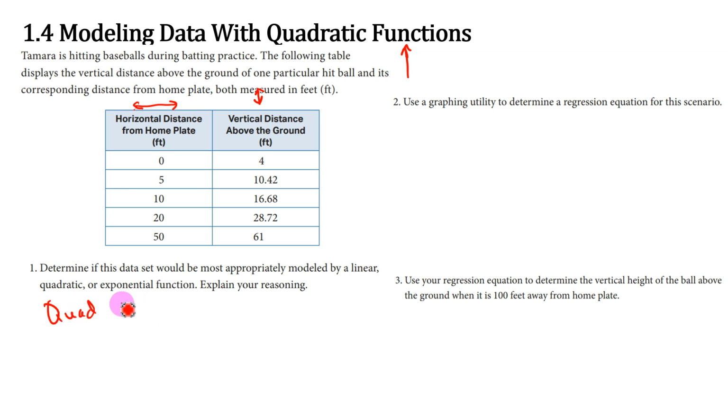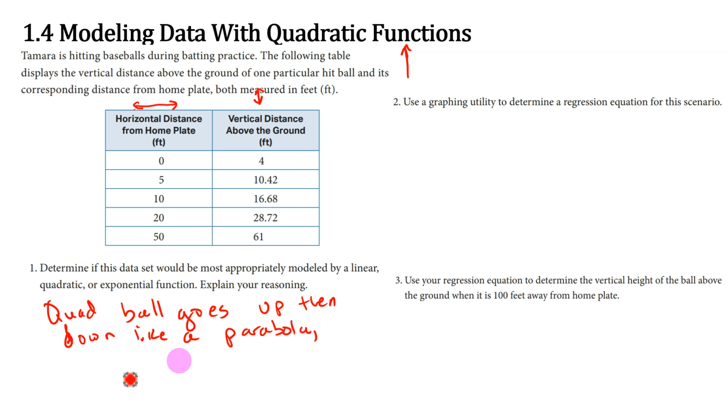So back to here. It's quadratic mainly because the ball goes up, then down, like a parabola. Also, R squared was 1. The closer to 1 with R squared, the better we got. So we got a function of y equals negative 0.0032 x squared plus 1.3x plus 4.